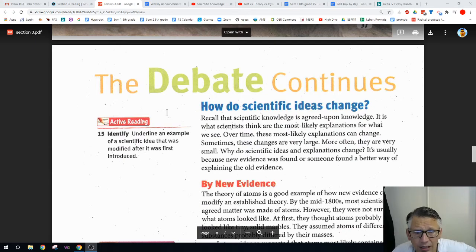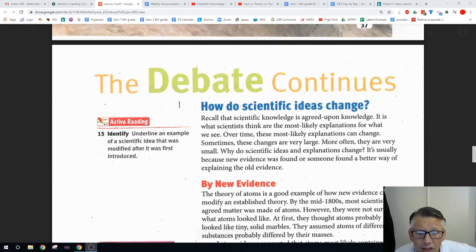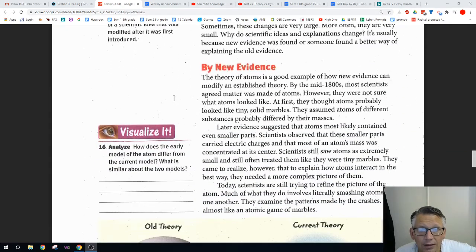The debate continues. How do scientists' ideas change? Recall that scientific knowledge is agreed upon knowledge. It is what scientists think are the most likely explanations for what we see. Over time, these most likely explanations can change. Sometimes these changes are very large. More often they are very small. Why do scientific ideas and explanations change? It's usually because new evidence was found or someone found a better way to explain old evidence.